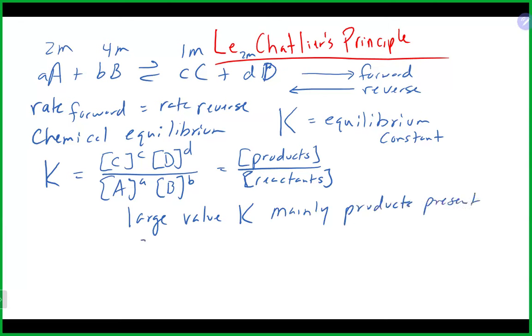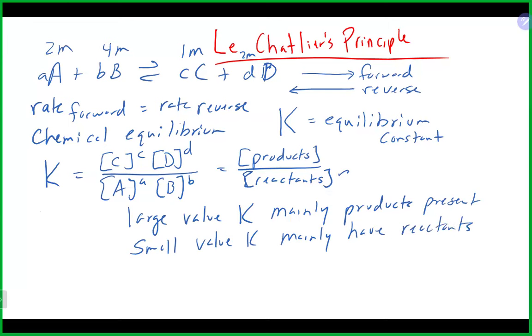And if you have a small value of K, that means that in that case, the bottom guy has to be a larger number, top guy has to be a smaller number. You will actually mainly have reactants.